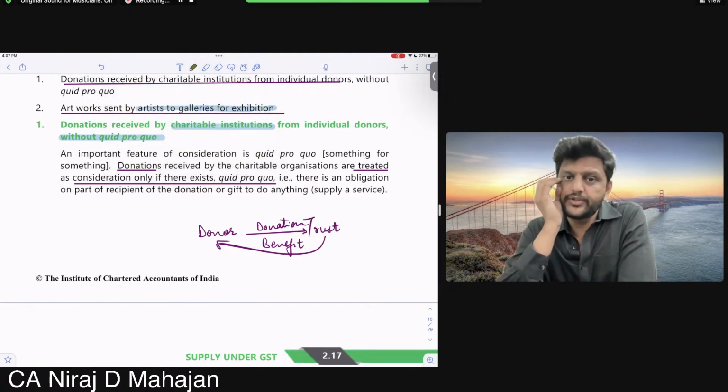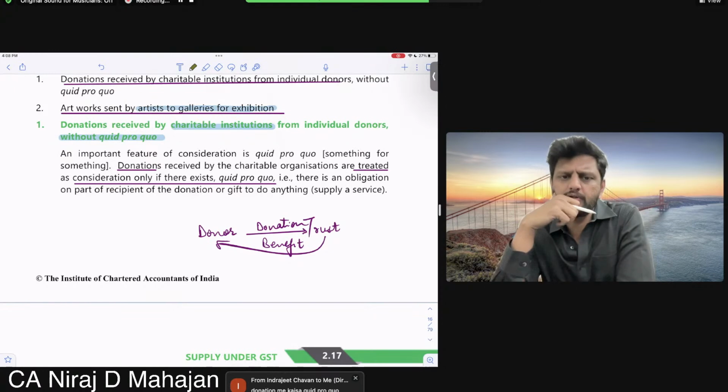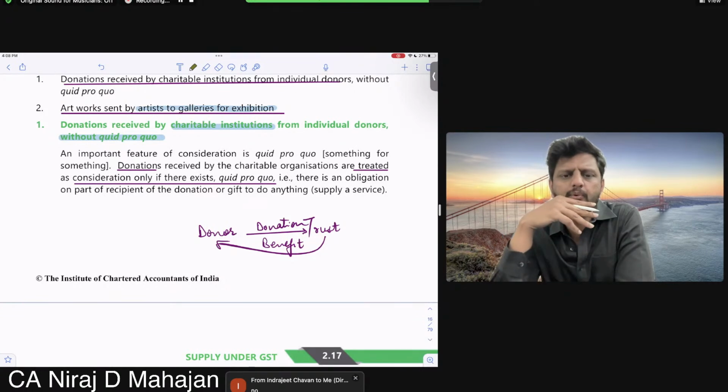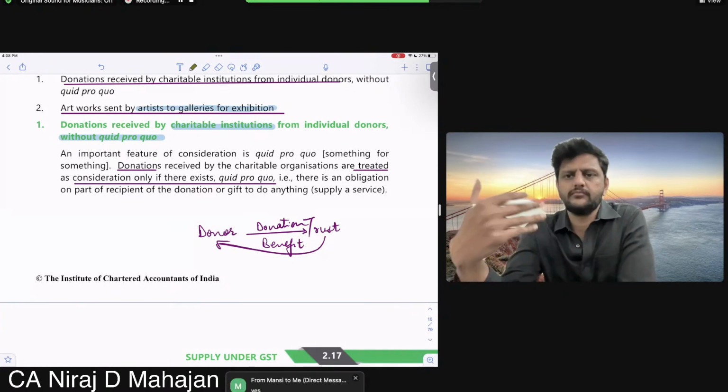The donor gives a donation to the trust. Charitable initiative means trust. If the trust gives any kind of benefit to the donor, is there a quid pro quo? If the trust gives some benefit to the donor, is there a quid pro quo? There is a quid pro quo. Quid pro quo means what?